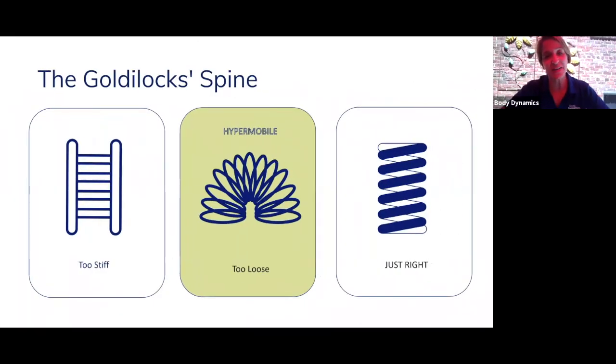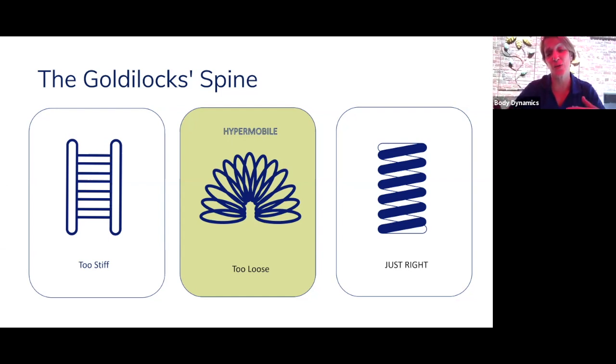So let's dive in a little bit more and give you a visual of what we're talking about when we talk about a spine. I separate spines into three different models. I'm simple and I like simple models, and so there's the ladder, there's the slinky, and then there's the bed spring. The ladder is very stiff and those are folks that have a really hard time moving through space.